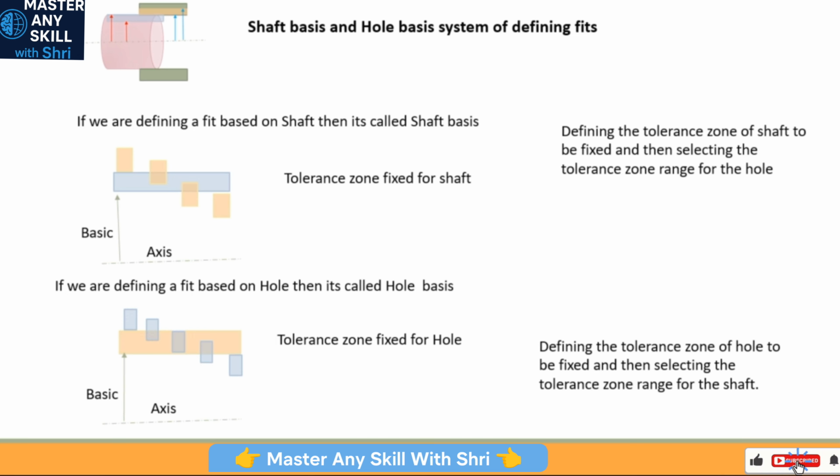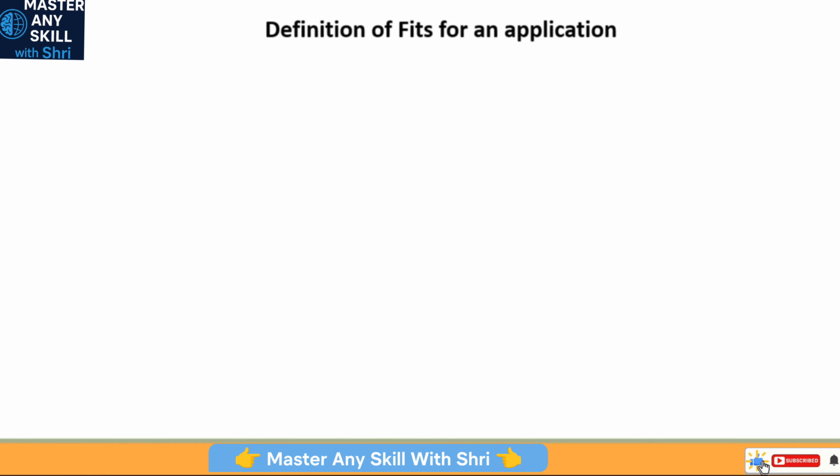Important to note over here is that one limit, whether the upper limit or the lower limit, coincides with the basic dimension. In this case, the lower limit coincides with the basic dimension. Also over here, the lower limit coincides with the basic dimension. This is a prerequisite for having a shaft basis or a hole basis system. Let's go through the definition of fits. How do we define a fit for an application?